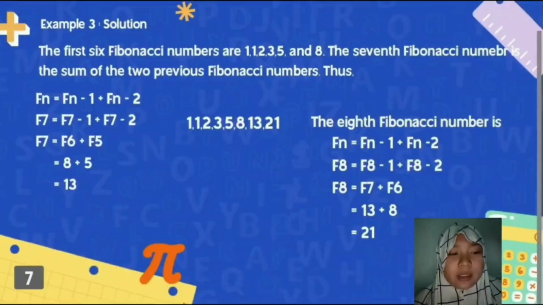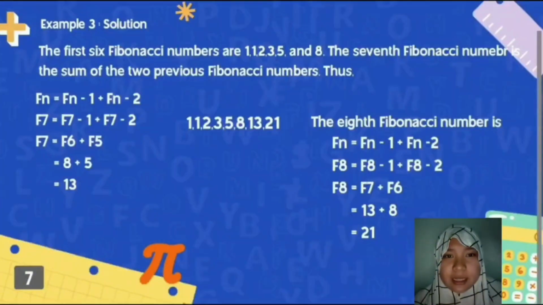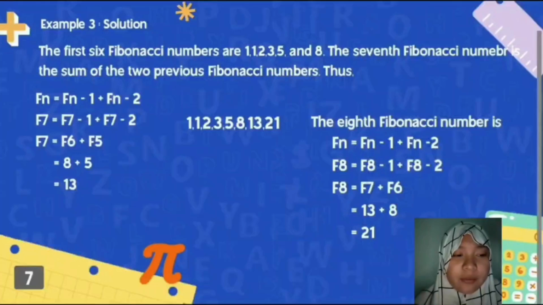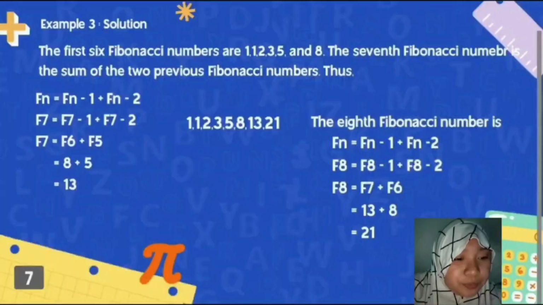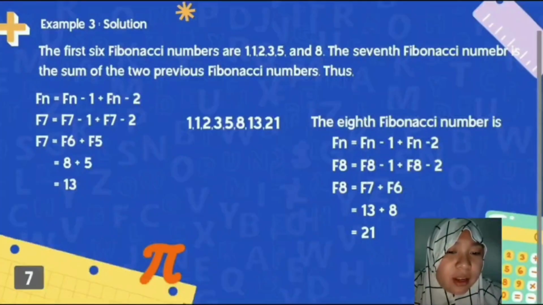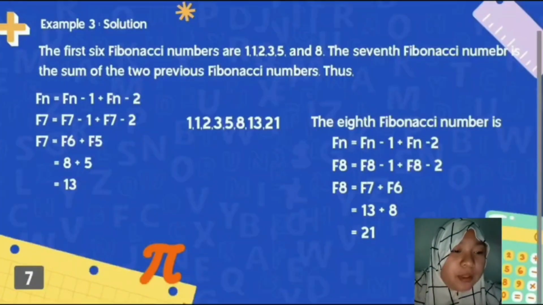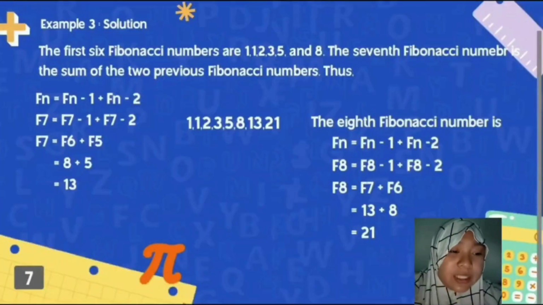13. So, next we have the 8th Fibonacci number. Hanapin natin ang pang-8 na Fibonacci number. So, here, same lang din sa una. Kung paano natin hanapin, we have Fn equals Fn minus 1 plus Fn minus 2. And then, since ang given natin ay 8, yan ang papalitan natin sa n. So, we have here F8 equals F8 minus 1 plus F8 minus 2. So, i-minus lang natin sila. 8 minus 1 equals 7. 8 minus 2 equals 6.